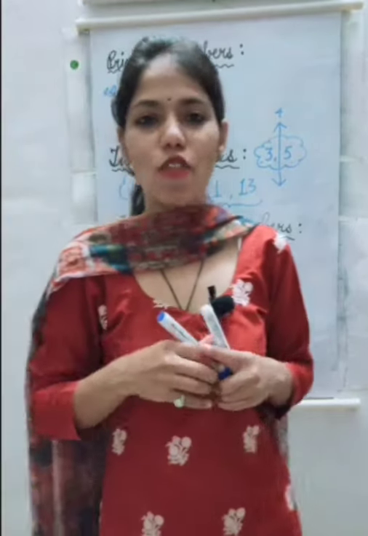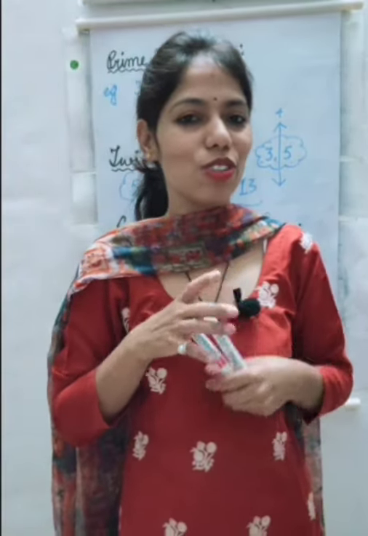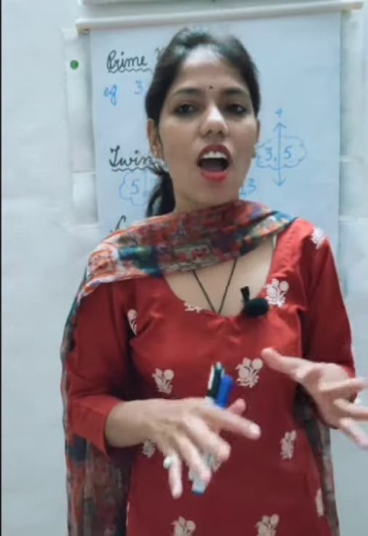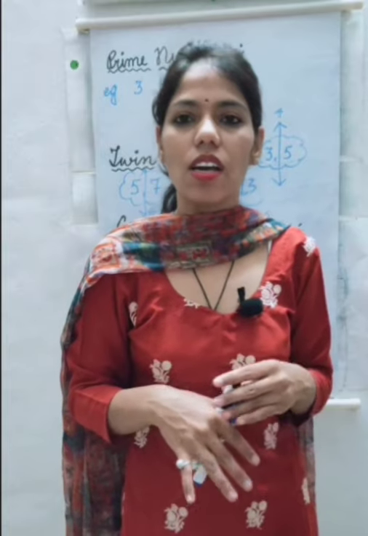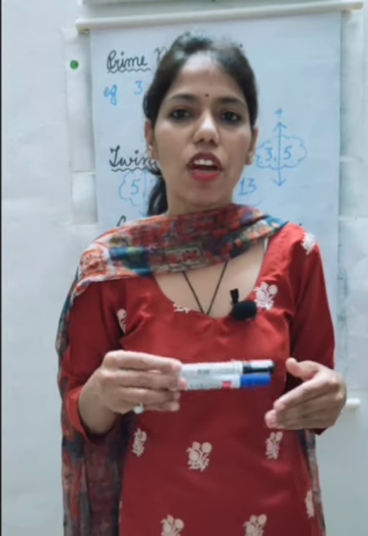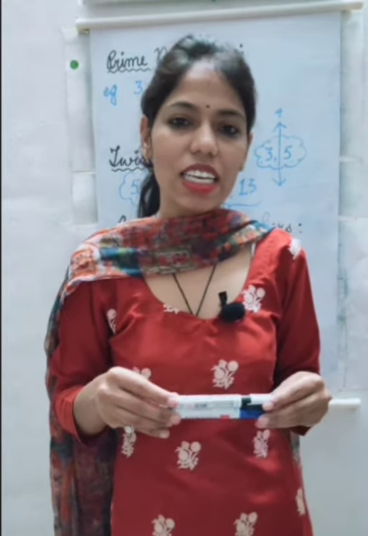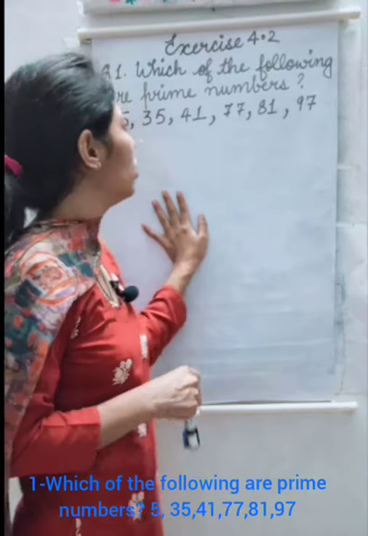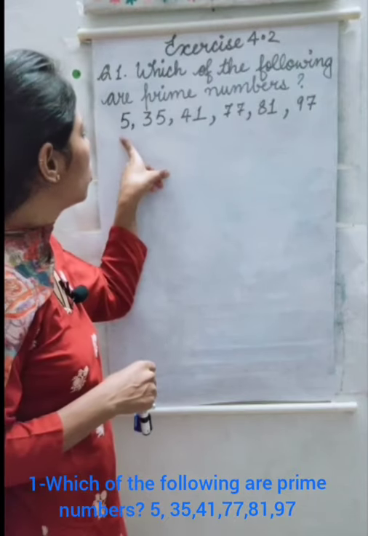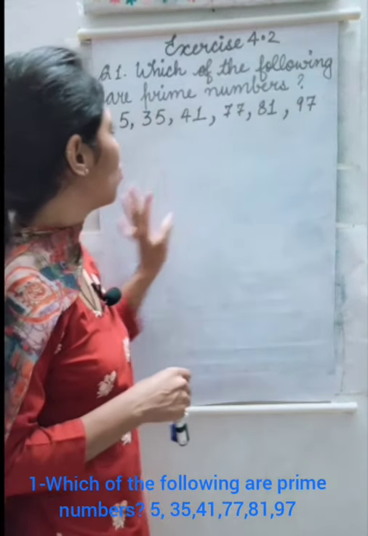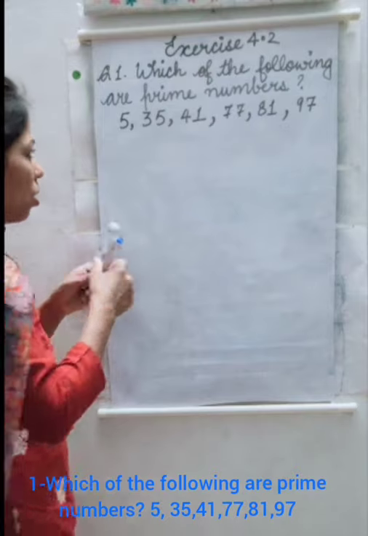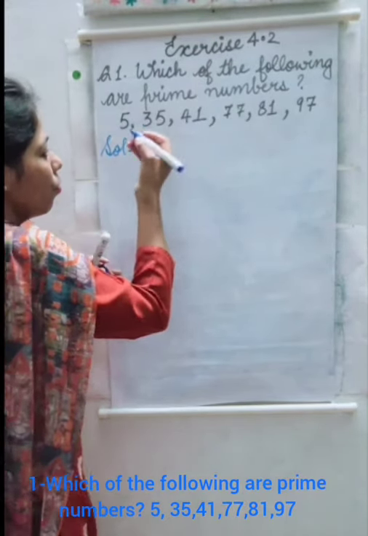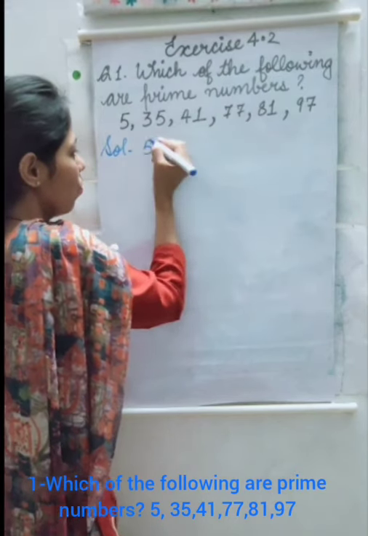So now we can start exercise 4.2. So let's begin. And question number 1 is, which of the following are prime numbers? And the parts are 5, 35, 41, 77, 81, 97. So let's solve this question. We have to find out which of the following numbers are prime numbers. So let's start the solution, and first is 5.